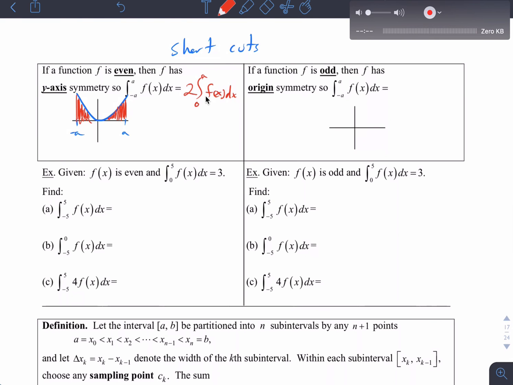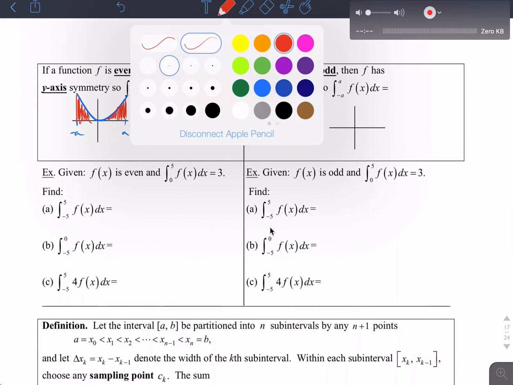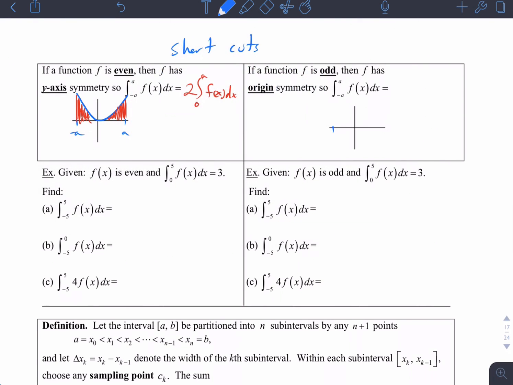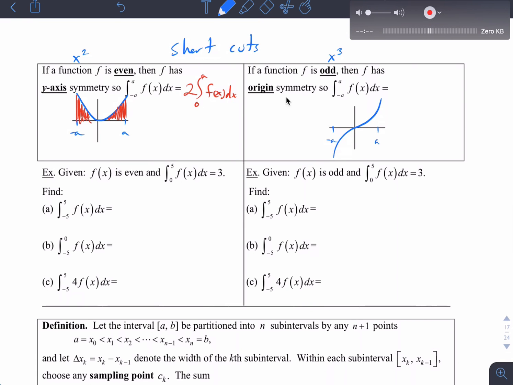That'll be nice. Now if f is an odd function, then f has origin symmetry, which means if you were to rotate it 180 degrees, it'd be the same. So here's what it's going to look like. The most famous odd function from negative a to a will be what's known as your x cubed function. So this is your x squared and this is your x cubed. So you can see even, odd.